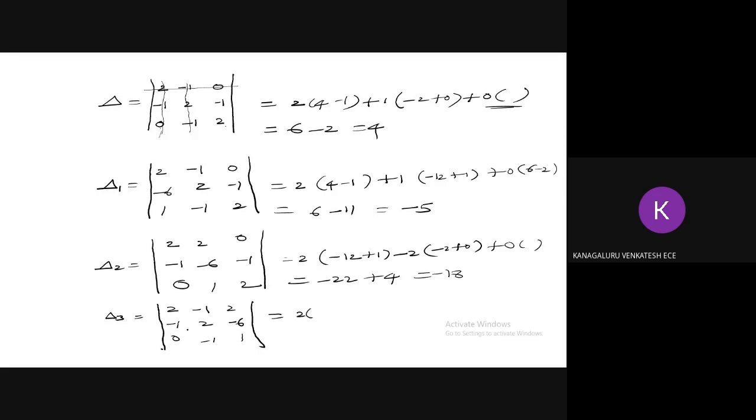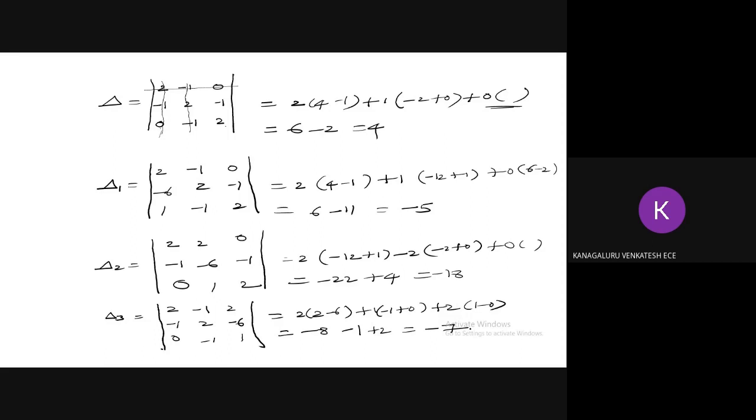2 multiplied by 2 plus 2 multiplied by minus 6 plus 1 multiplied by minus 1 plus 0. And then third one plus 2 multiplied by 1 minus 0. So what do you get? Minus 4. So it's going to be 8 minus 1 plus 2. So if we subtract, minus 9 plus 2, it's going to be minus 7. Clear? Delta, delta 1, delta 2, delta 3.